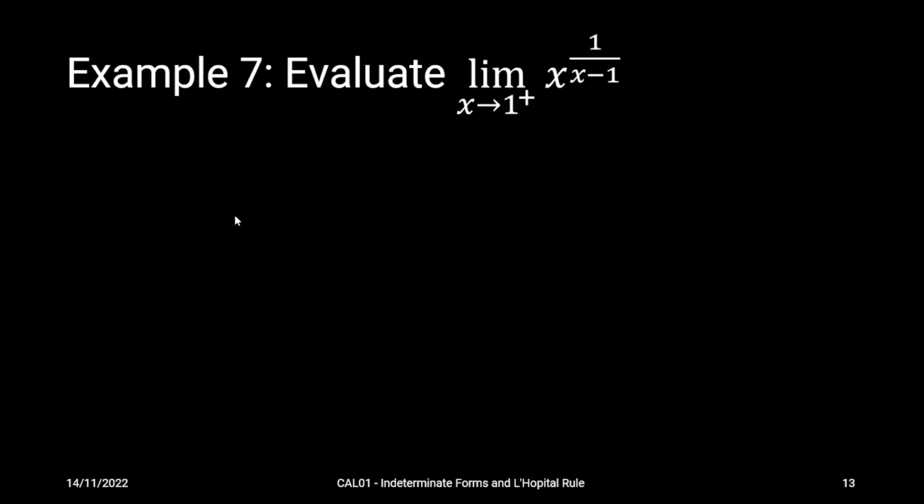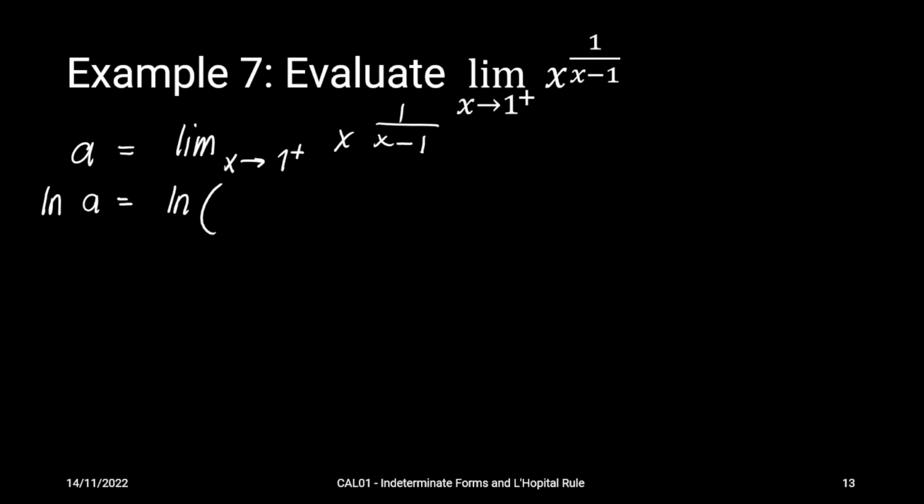Say y, or sige, a na lang. A is equivalent to the limit as x approaches 1 from the right ng x raised to 1 over x minus 1, 'di ba? So let's apply natural logarithm. So you have ln a is equal to ln of the limit as x approaches 1 from the right ng x raised to 1 over x minus 1.